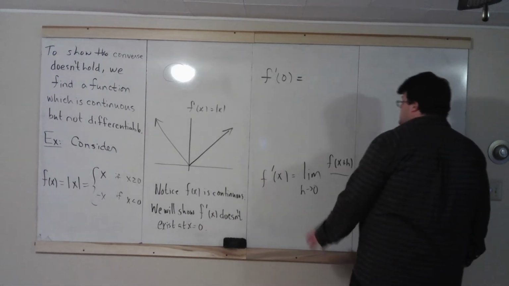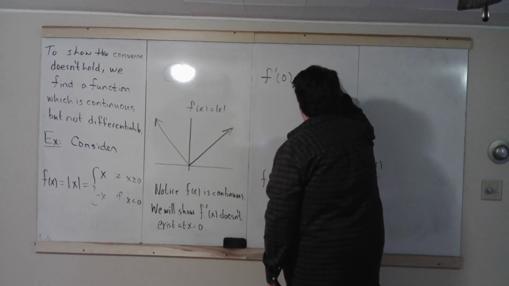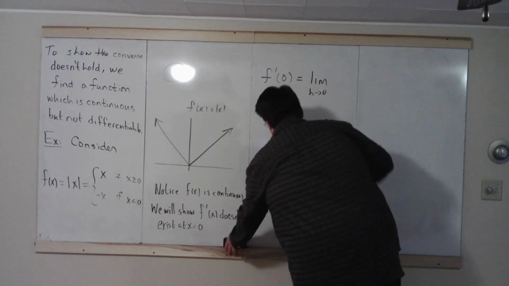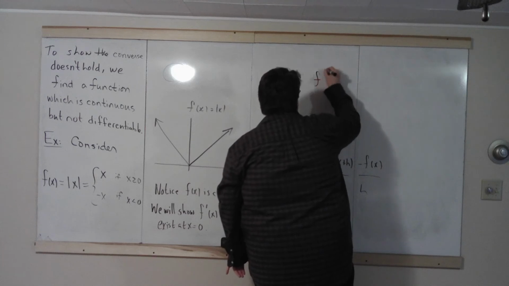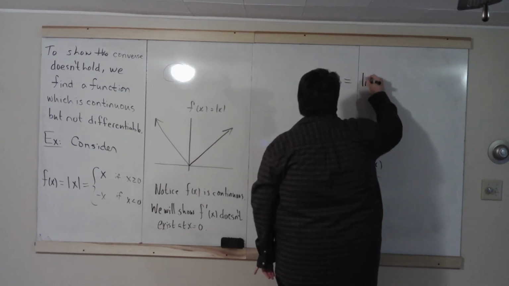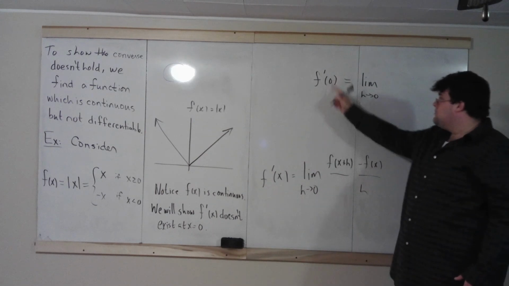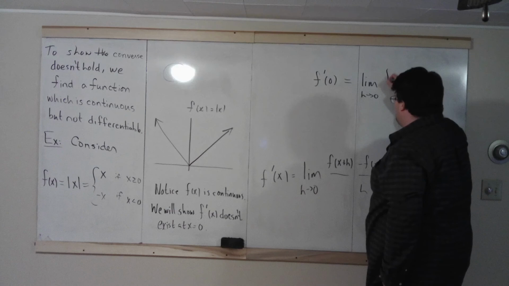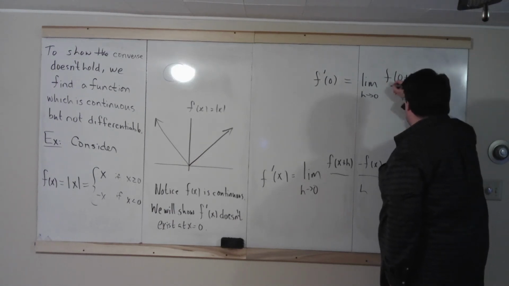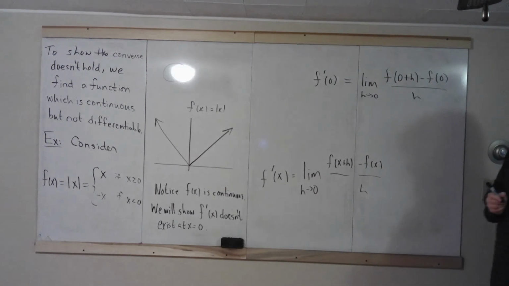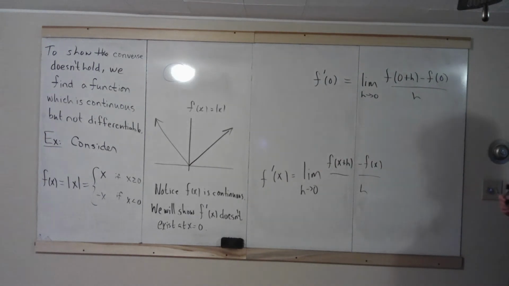So what's f prime of 0? Well, replace x with 0. What do we have? f prime of 0 equals the limit as h approaches 0, replacing x with 0, of f of 0 plus h minus f of 0, all over h. The derivative is defined as a limit. We are going to show this limit doesn't exist.